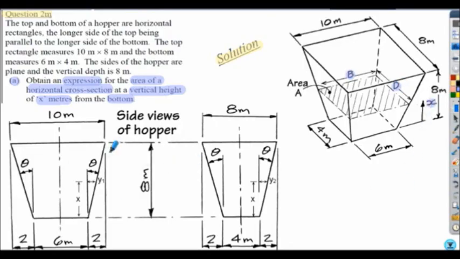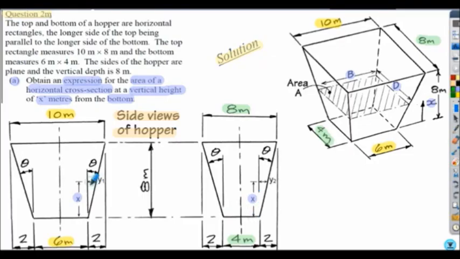So bottom of the slide here, I tried to indicate some side views of the hopper. So the left hand sketch here relates to the side of the hopper having a base of 6 meters and a top dimension of 10 meters. So that's this side shown here. And the second sketch here relates to the side of the hopper having a base of 4 meters and the top dimension is 8 meters. So in each of the sketches we have our dimension x commencing from the base of the hopper.